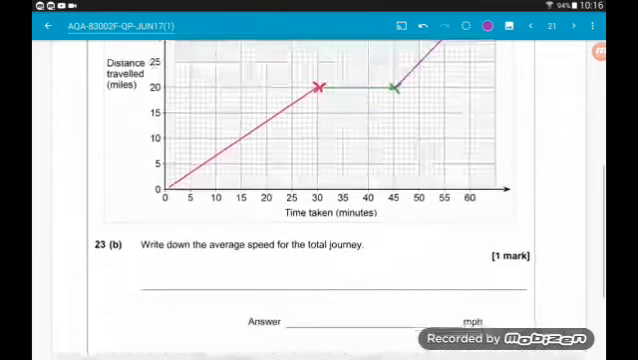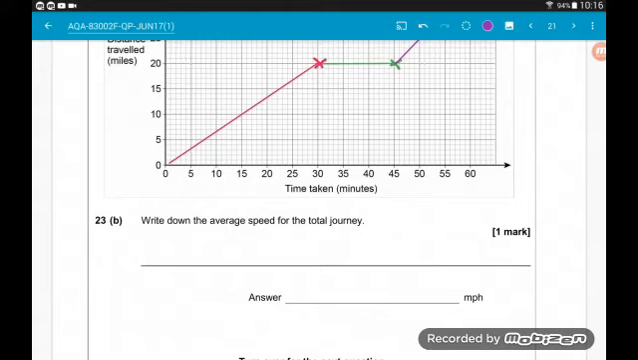Okay, then part B asks us to write down the average speed for the total journey. So remember, speed is distance over time. We know that we have gone 35 miles and it's been in 1 hour. So our speed is 35 miles per hour. Jobs are good 'un.